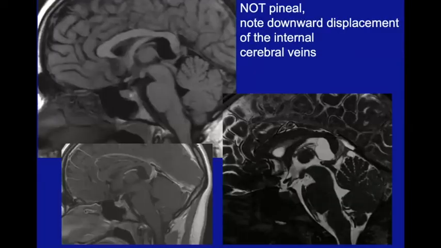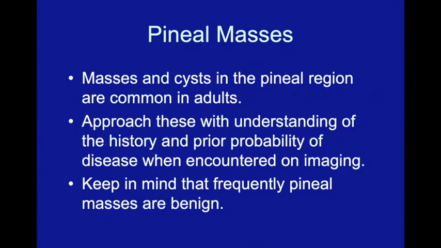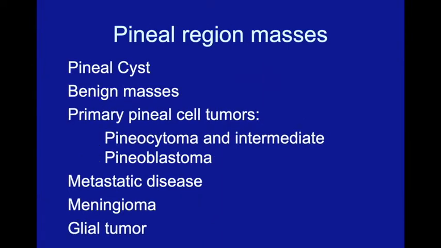Now, pineal masses are common in the adult, but these are frequently benign lesions. And the most common lesion is the pineal cyst. And when we're talking about solid masses, we want to think in terms of primary pineal cell tumors, not so much the germ cell tumors, but pineocytoma, intermediate grade tumors, and pineoblastomas. Now, you can decide on these a little bit by their behavior. The pineoblastomas are much more likely to have metastatic lesions, carcinomatous meningitis, and the like. And these are usually larger solid tumors.